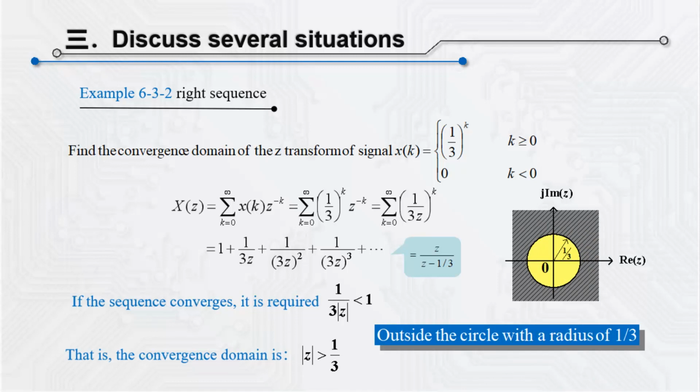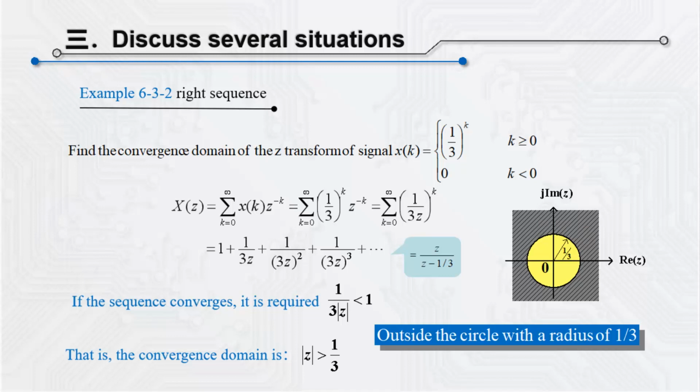Then we look at a specific example. Find the convergence domain of a given sequence x(k). According to the general analysis just now, we substitute in specific values to solve. For such a sequence, when the modulus of 3 times z inverse is less than 1, the sequence converges to this expression. That means the modulus of z greater than 1/3 is its convergence domain.